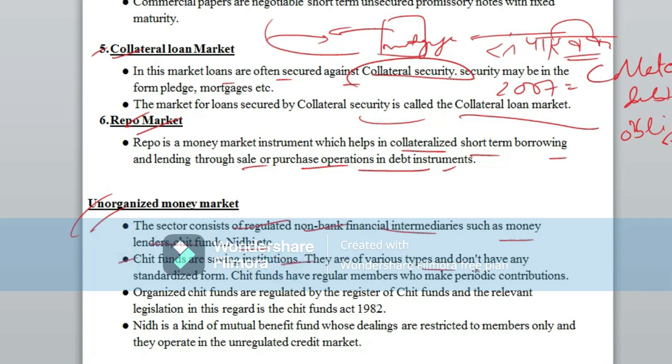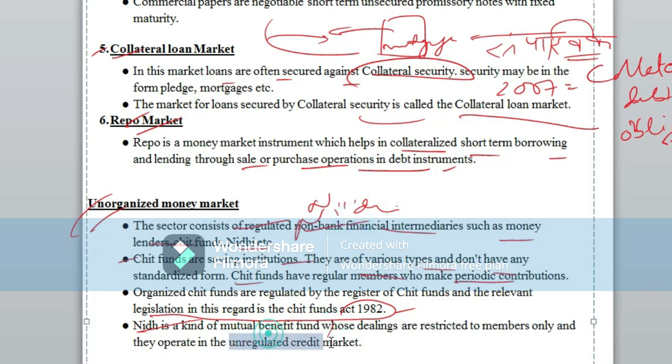They are of various types and they don't have a standardized form. Chit funds have a regulated number of members and make periodic contributions, with legislation in this regard under the Act of 1982. What is nidhi? Nidhi fund is seen in Bengal and other parts of India. Nidhi is a kind of mutual benefit society whose dealings are restricted to its members only. Okay.